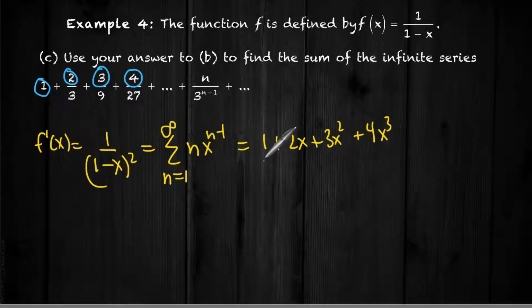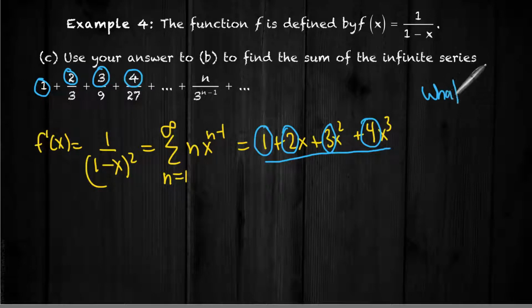We are using these four terms to approximate this function. Keep that in mind. These four terms are an approximation of this. So look at what we have: 1, 2, 3, 4. So once again, what we need to do is identify what is the x that's being used to get these numbers, similar to what we did at the beginning of this video. Well, if we have 2x here and we have 2/3 here, that means x must be 1/3.